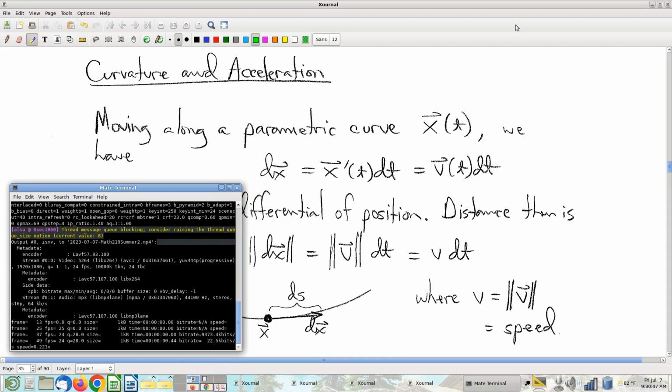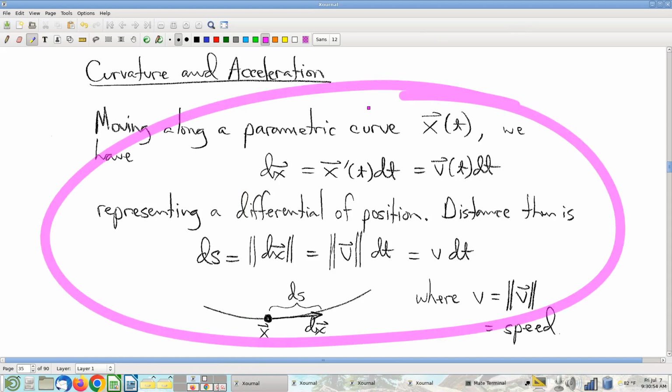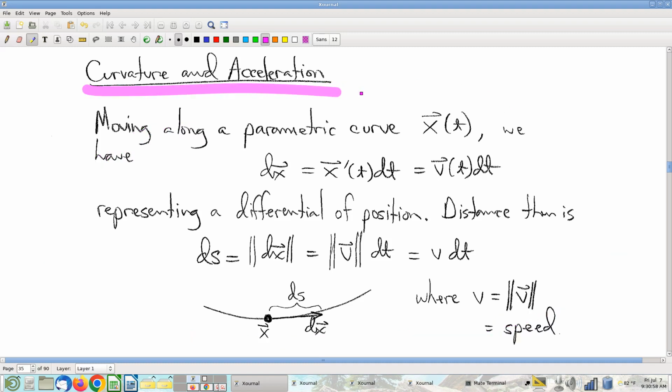Okay, so here we go. So last time we were using my 219 notes instead, but we talked about all this stuff here. This was the very beginning of the section on curvature and acceleration.